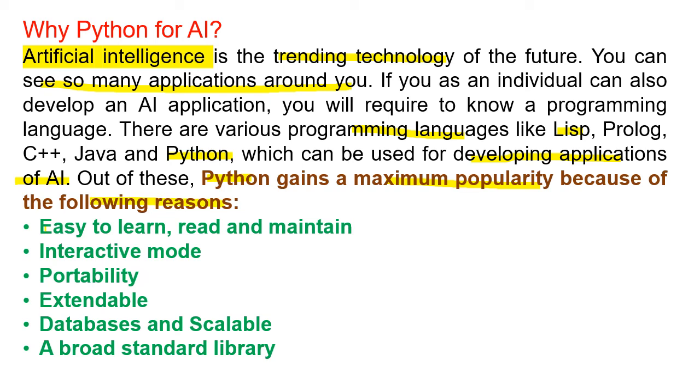The first reason is easy to learn, read, and maintain. Python is easy to learn. Anybody can start from scratch. Then its interactive mode, portability: whatever programs you are developing can be ported from one platform to any platform. Then it is extendable, supports databases and is scalable, with a broad standard library. So these are the various reasons that Python gains maximum popularity, right?